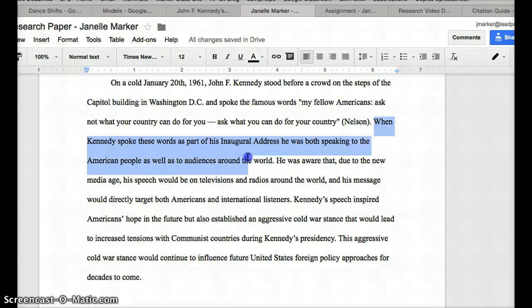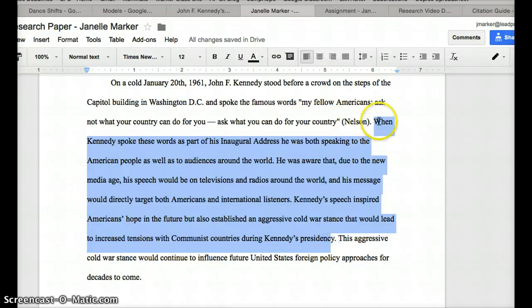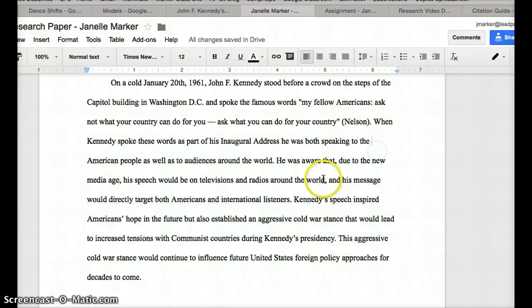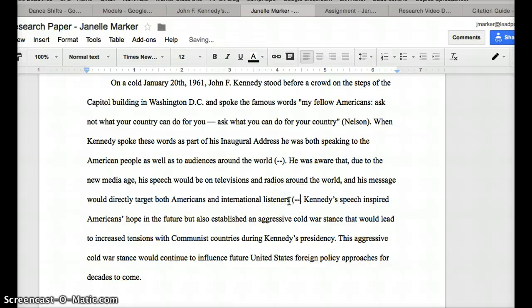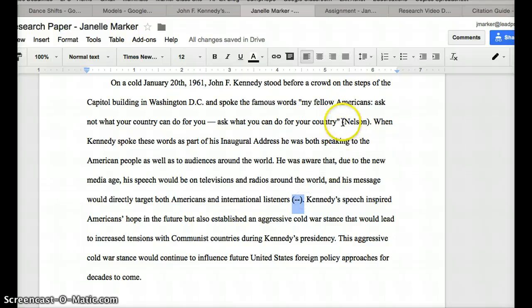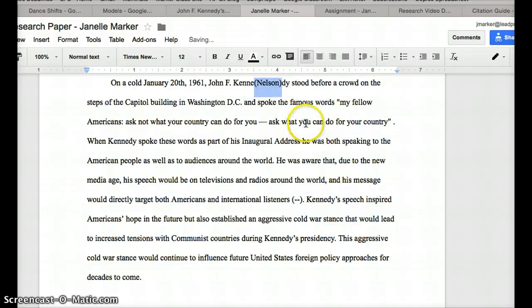Next sentence: when Kennedy spoke these words, he was speaking to the American people. This is where I get into his audience and the different people he was speaking to. In fact, these two sentences in a row were all about his audience, and I think I pulled that from the same source. So that's another piece of information you should know about in-text citations. If this sentence pulls information from the same source as this sentence does, I don't have to put two citations at the end of those sentences. I can just put one citation here, and it's understood that Nelson was the source of this information.